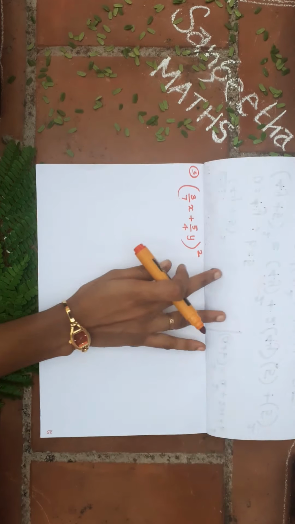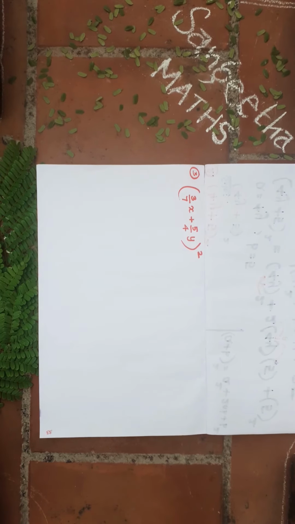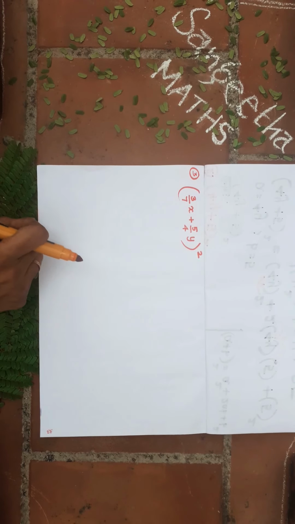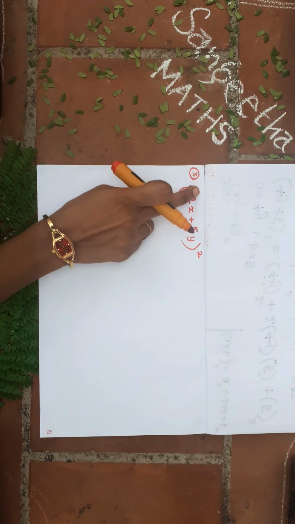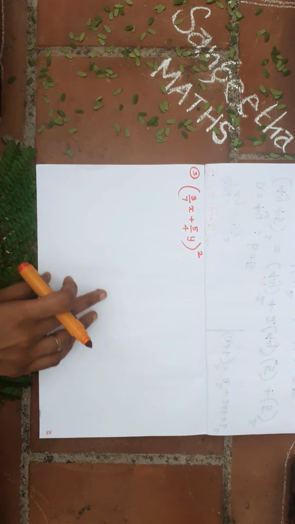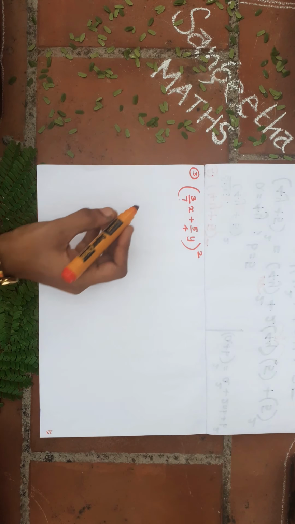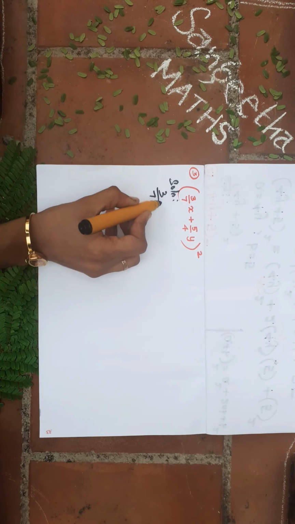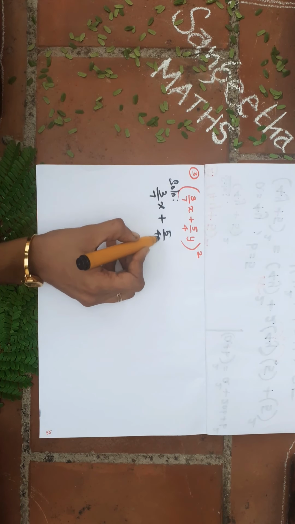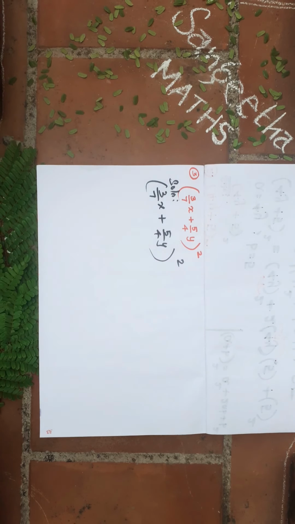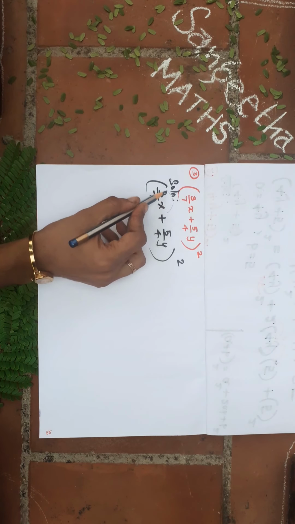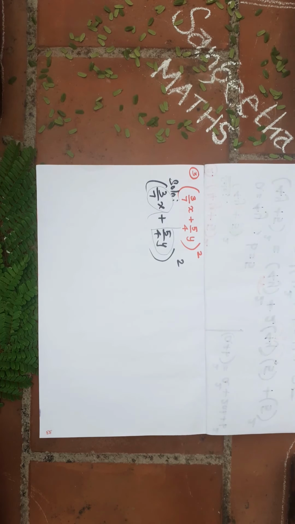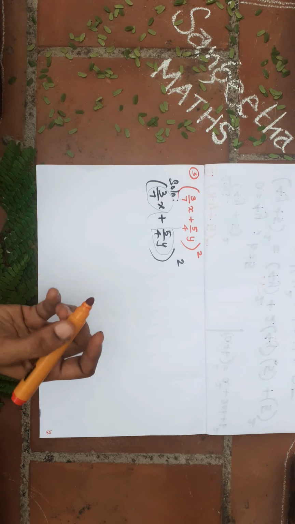So the next one is (3/7)x plus (5/4)y. Both these terms have a number. What kind of number is it? We say it is a rational number. So let's see how this works out. (3/7 x + 5/4 y) whole square. I'm just going to take this to be my A and this to be my B. Let's apply. So what is A here?